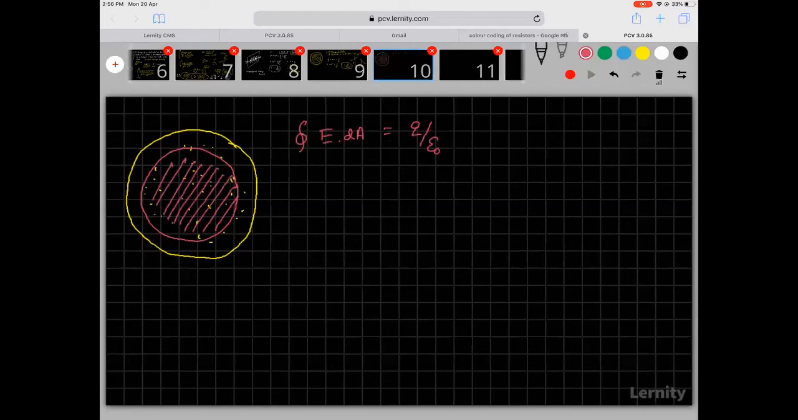So Q is the total charge present inside. If Q is the total charge present inside, can I say the integral of E dA is equal to Q by epsilon naught? Suppose the charge density is rho, so Q is rho into 4 by 3 pi r cubed. What is dA equal to? dA is equal to 4 pi r squared. So this 4 pi will get cancelled, this r squared will get cancelled, and I'll get rho into r by 3 epsilon naught is equal to E.